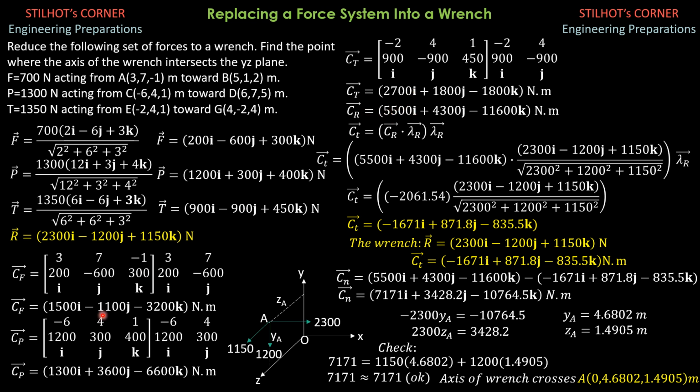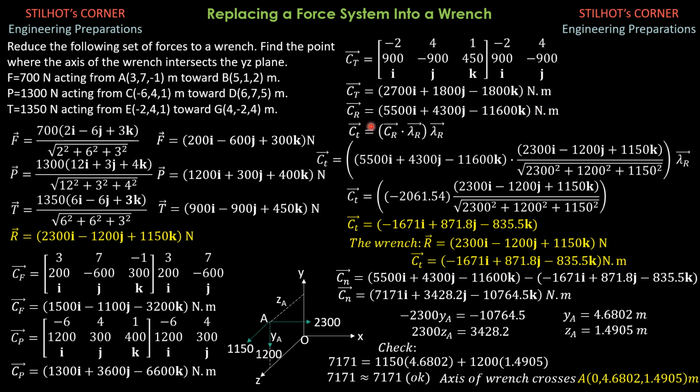Then for J, negative 1,100 plus 3,600, that's 2,500 plus 1,800, that's 4,300J. Then for K, negative 3,200, negative 6,600, so that's negative 9,800. Then another negative 1,800, so negative 11,600K. So this is the resultant couple.